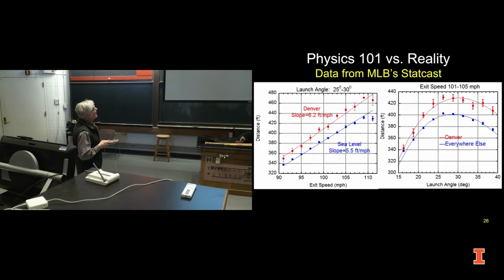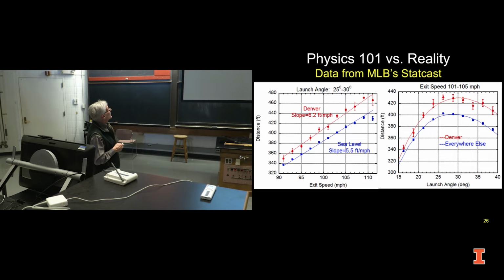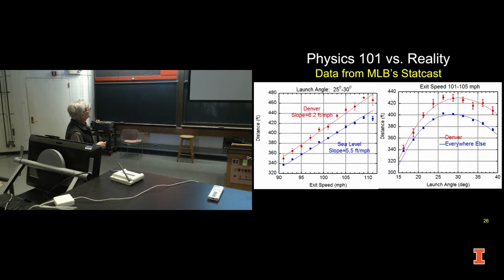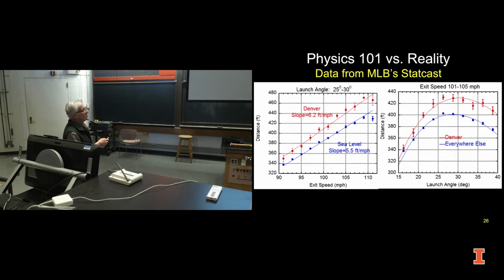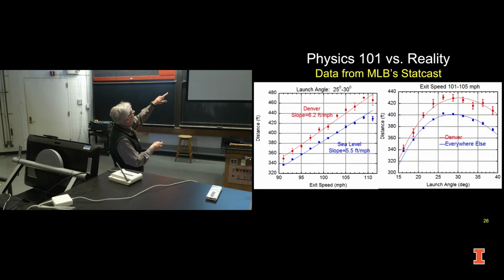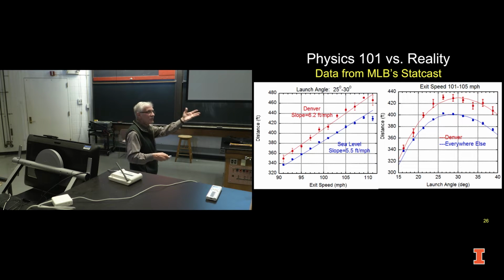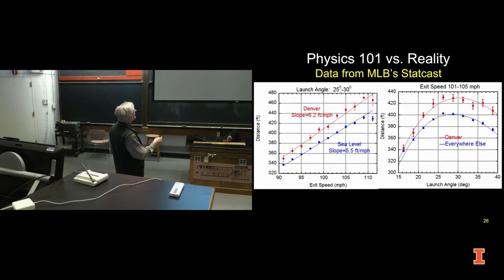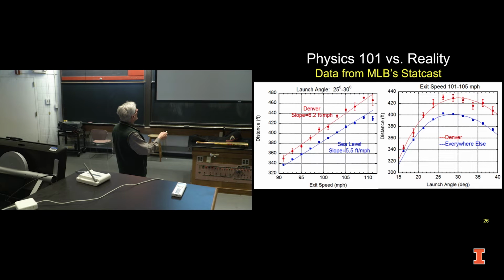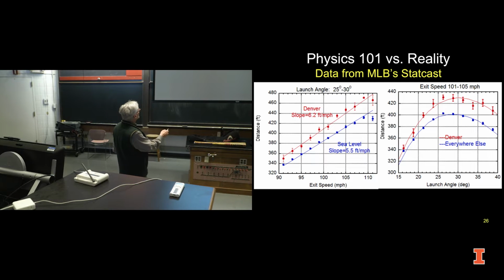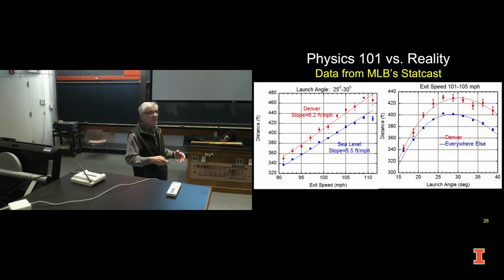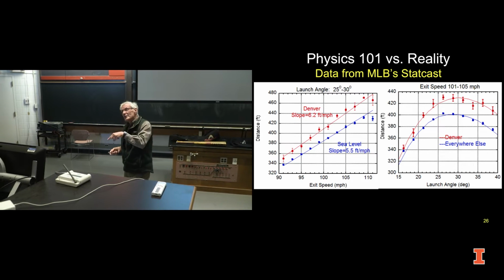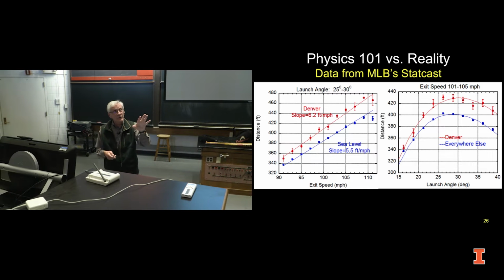Anyway, all right, so physics 101 versus reality. So this is the Rocky Mountain High part of the thing. Distance, so for a baseball that's hit, well, let's look over here first. Here is a ball that's hit in the range 101 to 105 miles an hour. These are sort of average values. This shows you that the distance, which is about 400 feet at this maximum, peaks at somewhere between 25 and 30 degrees. In physics 101, it peaks at 45 degrees, so it's very, very different.